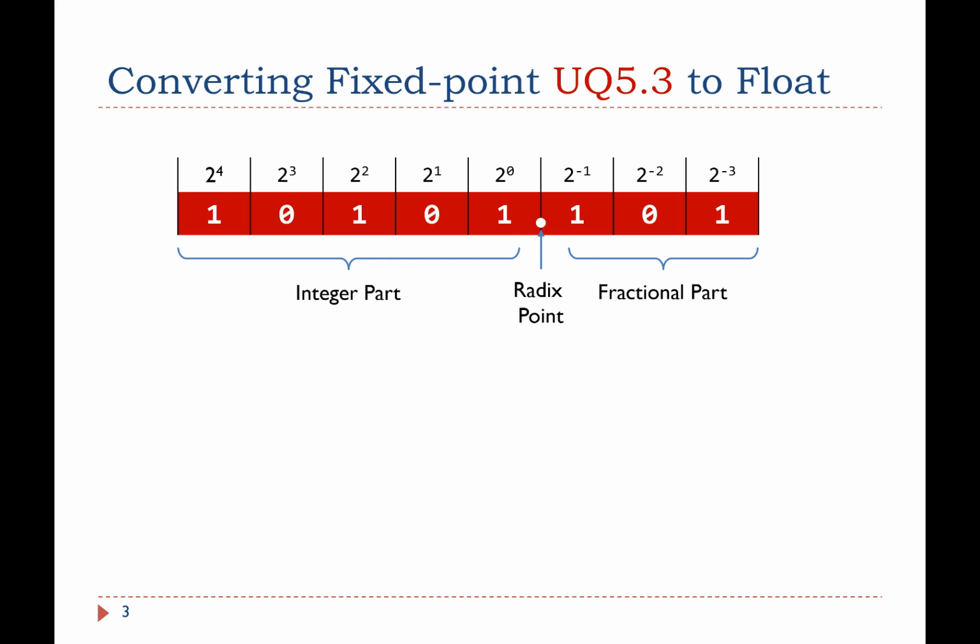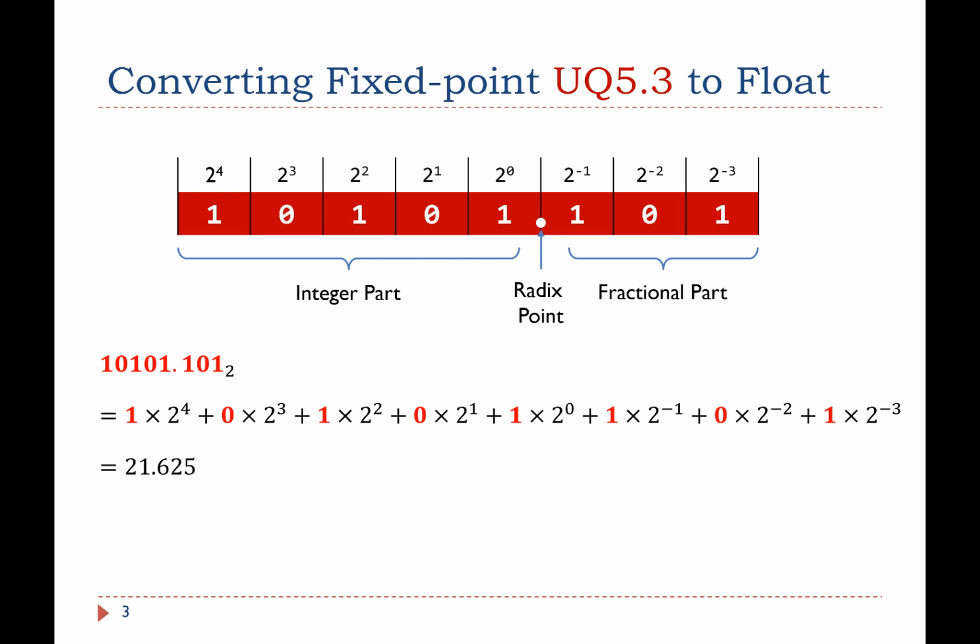Let me show you an example to convert a fixed point UQ5.3 to a floating point. In this example, the unsigned fixed point number has 5 integer bits and 3 fractional bits. We can directly calculate its value by adding different terms of powers of 2. The bits after the radix point represent negative powers of 2.